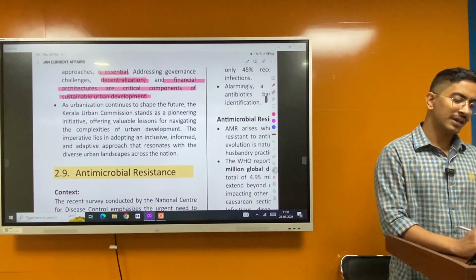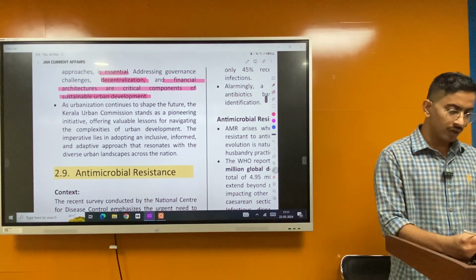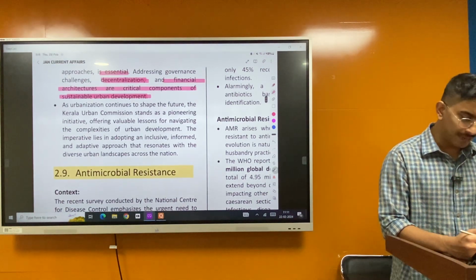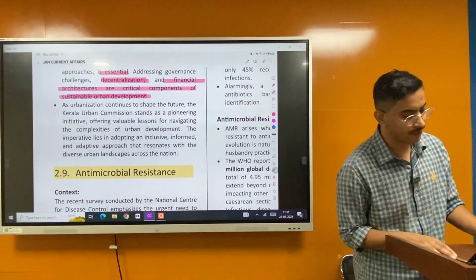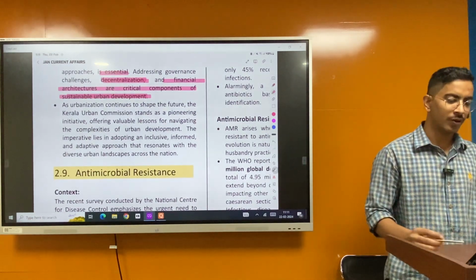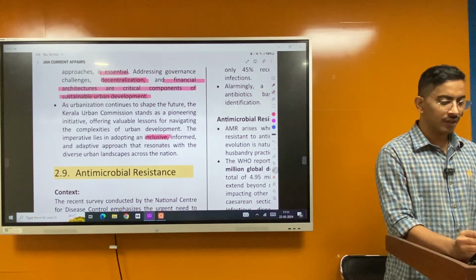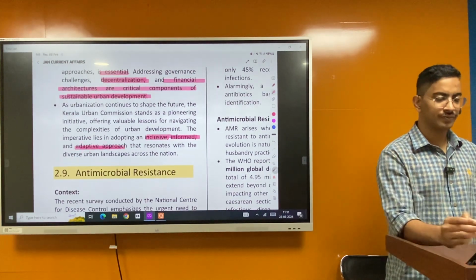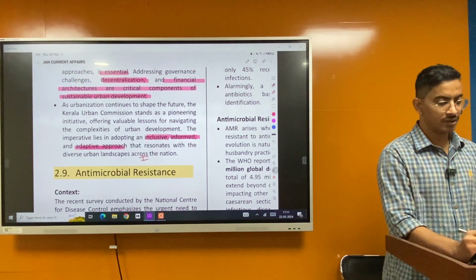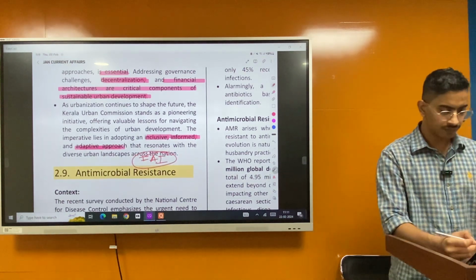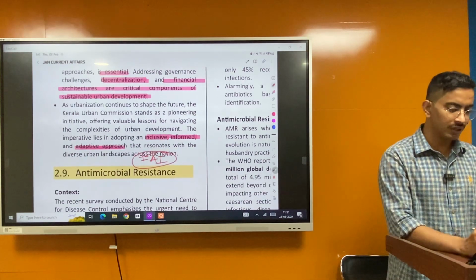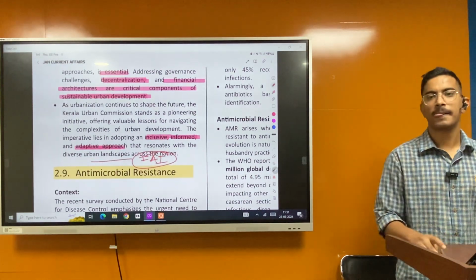As urbanization continues to shape the future, the Kerala Urban Commission stands as a pioneering initiative offering valuable lessons for navigating the complexities of urban development. The imperative lies in adopting an inclusive, informed and adaptive approach. Just remember this. See, all these words become very important. That resonates with the diverse urban landscape across the nation.